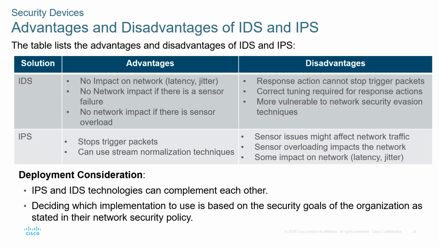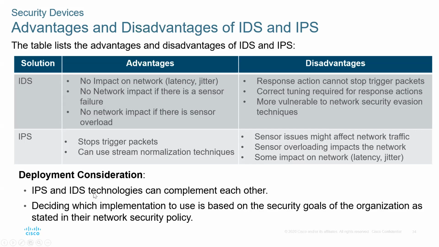So in other words, this is like the full-on prevention, right? This one just detects after the traffic is already there. This one is going to try to, in real time, prevent that packet from ever coming in. And so it can use stream normalization techniques to do that. The problem is that because it's doing that, the sensor can overload and impact network performance, adding latency and jitter and things like that. You can also have some sensor issues that are going to affect network traffic.